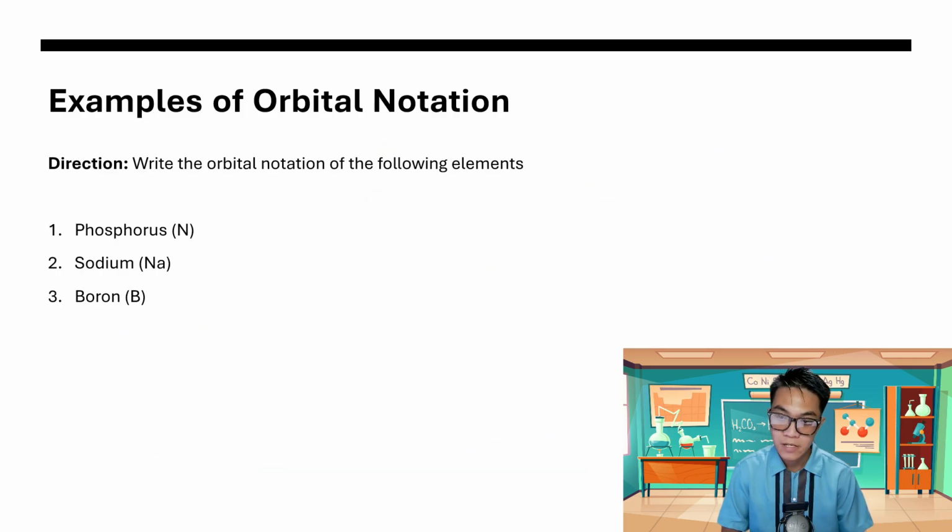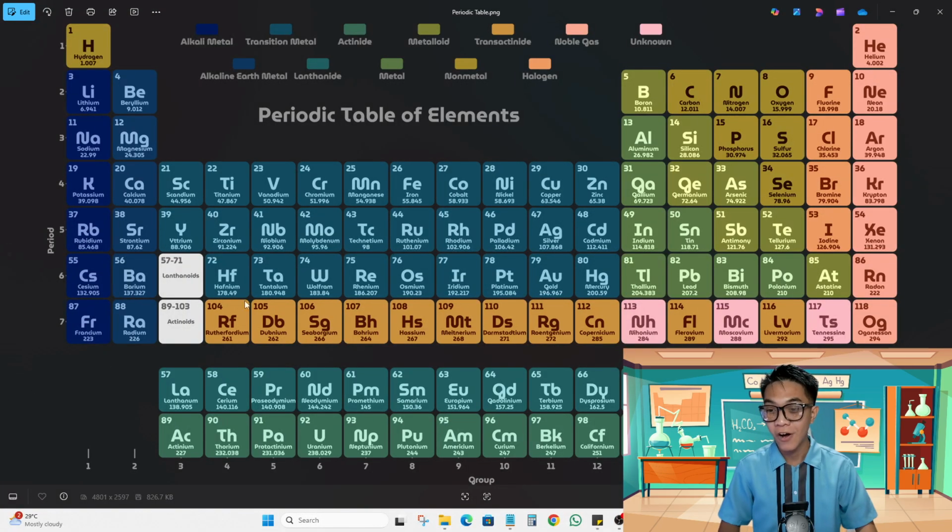Alright, so let's further give you examples so that we can master the topic of orbital notation. I have here 3 elements which we will be doing a practice drill on, so that we can also learn further regarding orbital notation. Now we have phosphorus, sodium, and boron. So what is the first thing in configuring these elements, as I've discussed previously? Always check your periodic table.